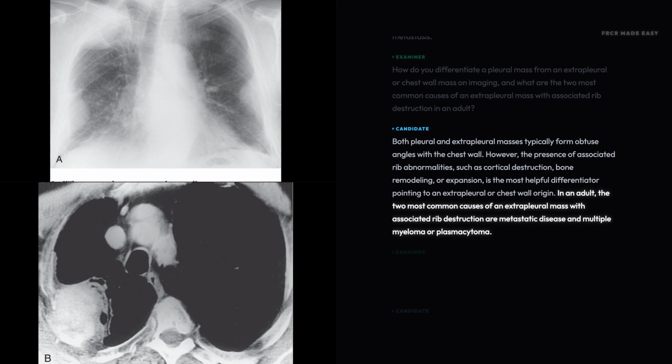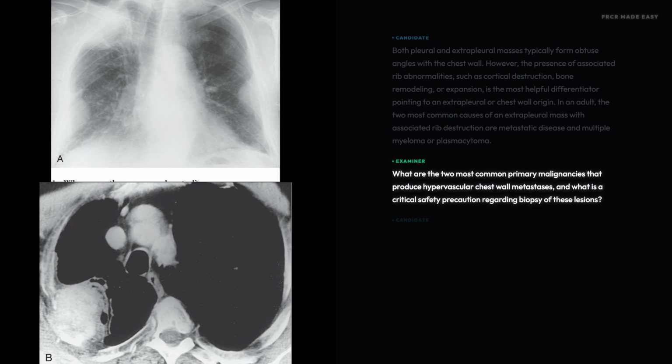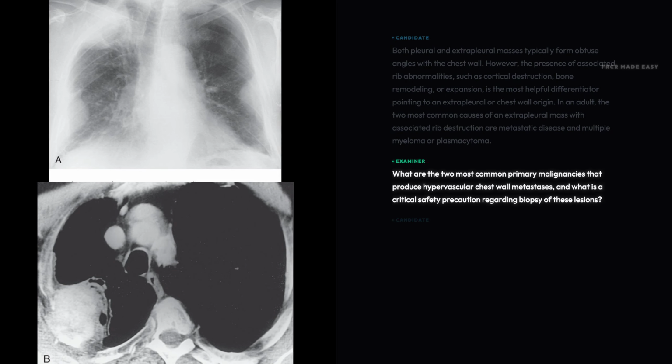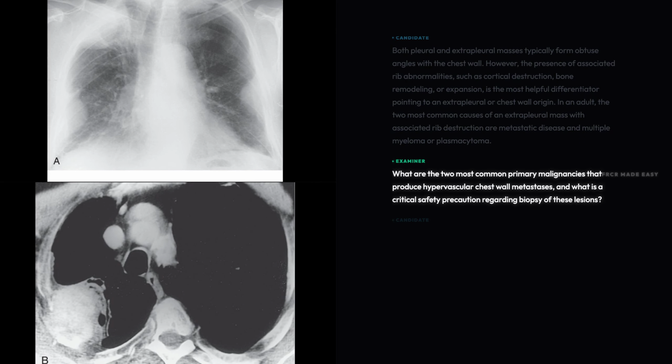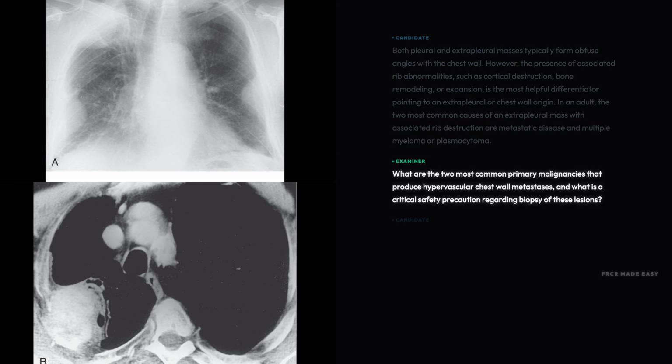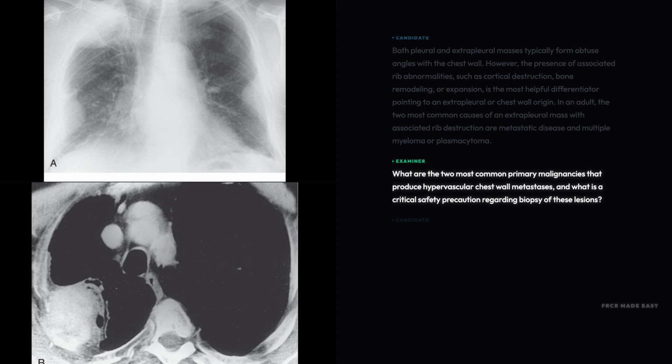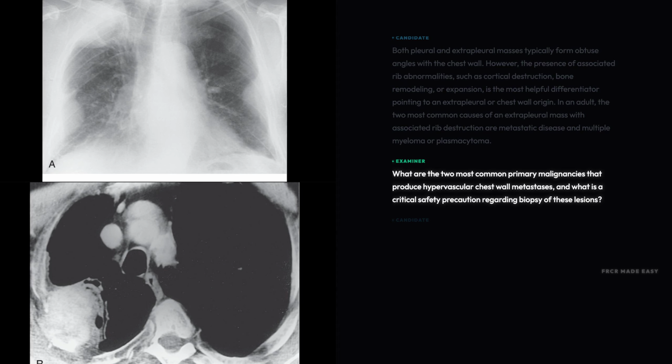multiple myeloma or plasmacytoma. What are the two most common primary malignancies that produce hypervascular chest wall metastases? And what is a critical safety precaution regarding biopsy of these lesions?